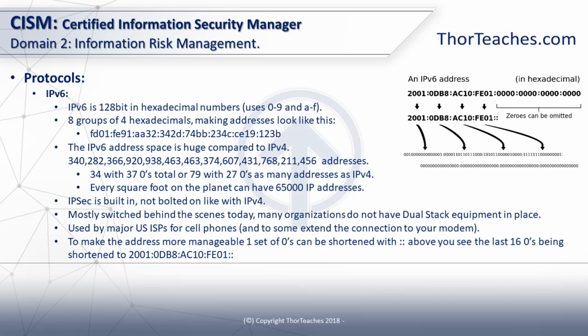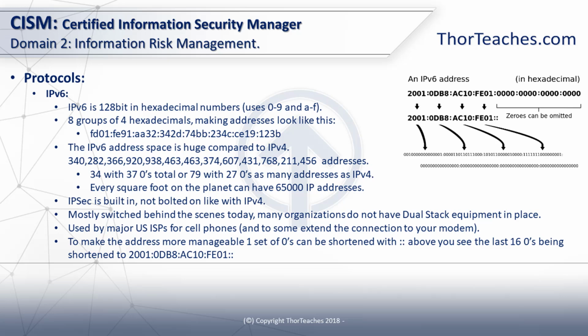The reason why IPv6 has so many more addresses is that the addresses are much longer. And instead of using regular numbers, it uses hexadecimal, which means they can use 0 to 9, but they can also use A to F. An IPv6 address is divided just like an IPv4 address is, but with IPv6, it's 8 groups of 4 hexadecimal digits each. So an address could be FD01, FE91, AA32, and so on. You get the idea. But as I showed before, the address space is huge. We should hopefully never run out of IP addresses with IPv6. Another excellent built-in benefit for us on IPv6 is that IPsec is built in. It's not just bolted on like it is with IPv4.